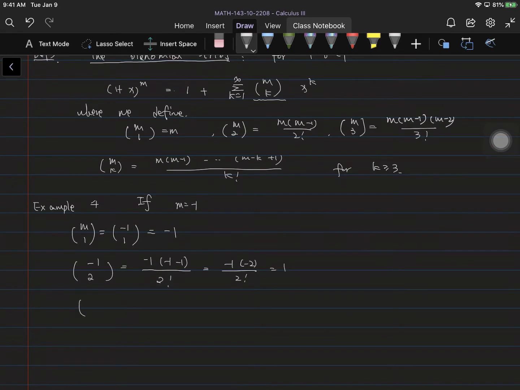And let's see, -1 choose 3 has 3 terms on top: -1 times (-1 minus 1) times (-1 minus 2) over 3 factorial, so it's -1 times -2 times -3 over 3 factorial, which should be -1. Something like this. So let's try to write down our function.